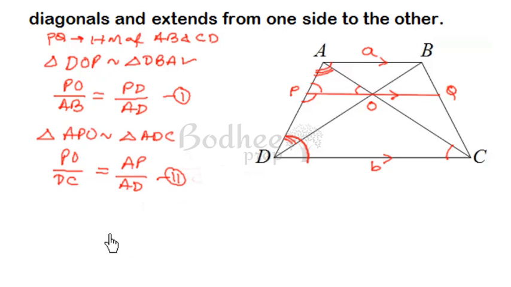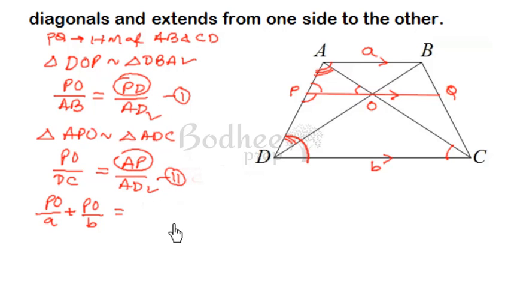If I mark this as equation 1 and this as equation 2, and add both these equations and substitute the values A and B respectively for AB and DC, then we get PO upon A plus PO upon B, right? This will be equal to, now look at PD and AP, because the denominator is the same, that is AD only. Now PD plus AP, if you look at this, AP is this much, PD is this much, so the addition of them is nothing but AD. So this is effectively 1.